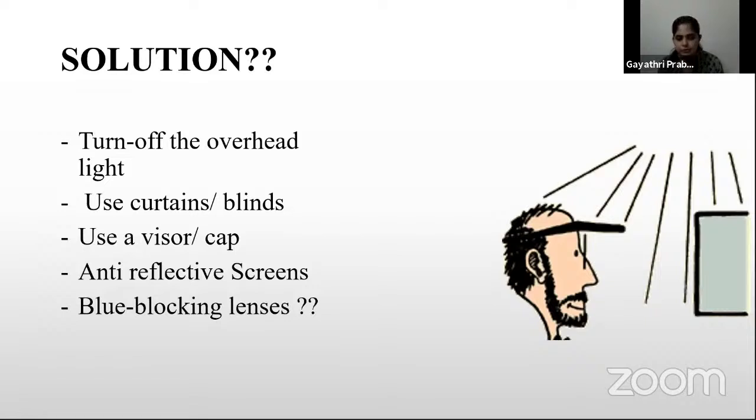Now, what is the solution for them? For these, if there is an overhead light, just turn off the light. Simple solution. If there is a bright light source or there is a window, just put a curtain on the window. If you can't do any of these, just put on a cap with a hood or a visor so that it blocks the excessive light. You could use anti-reflective screens for the monitor, and for lenses, you could use glasses with an ARC coating.